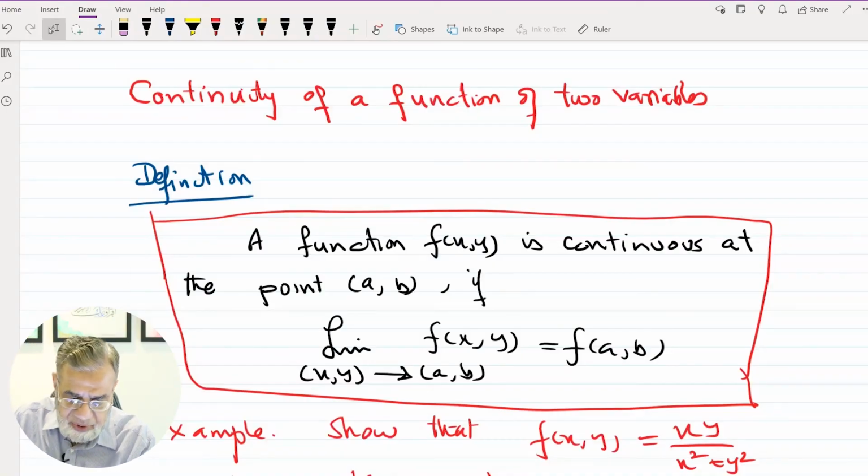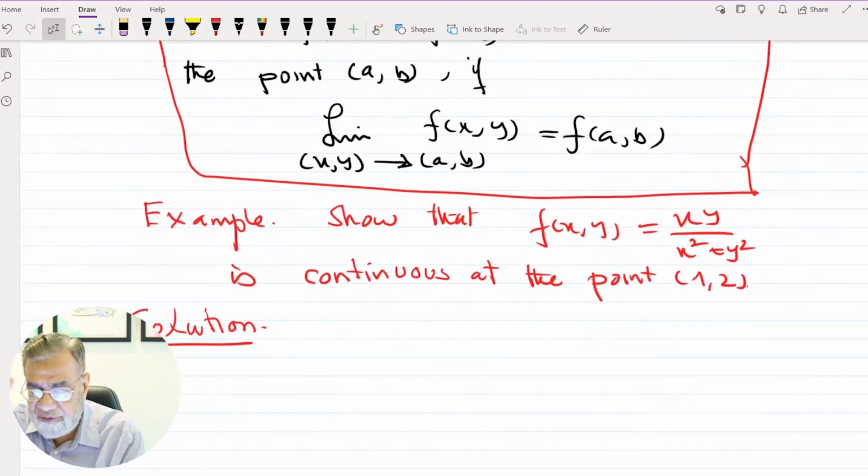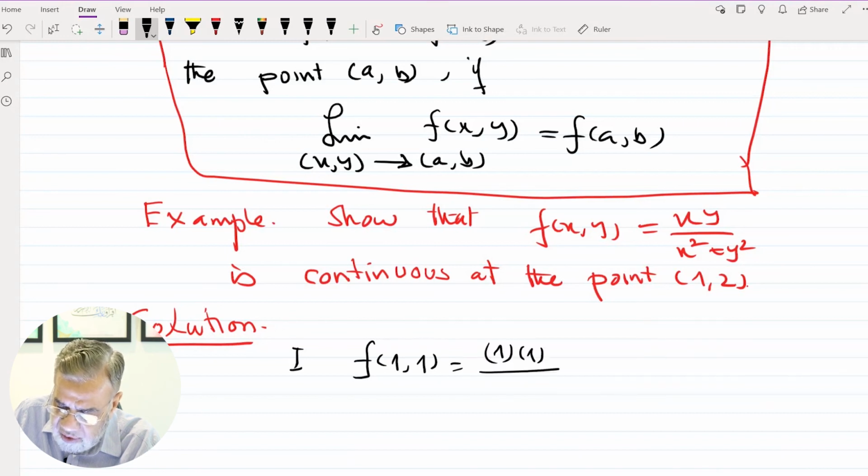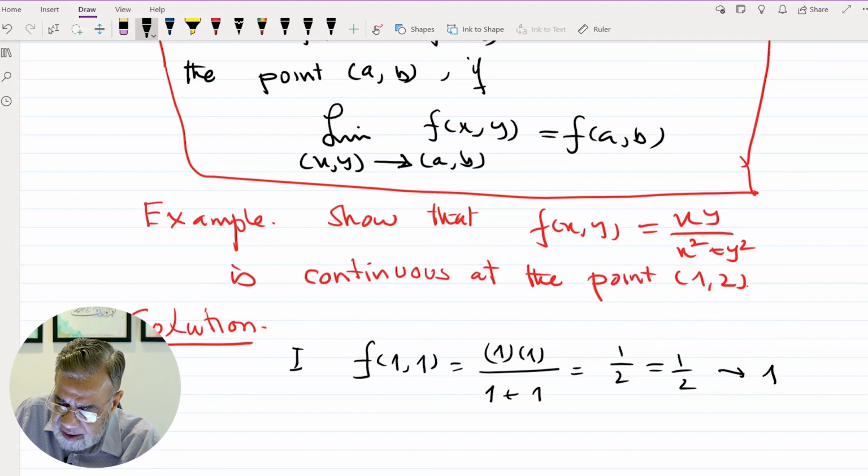I will take an example to show you. It shows that the function f(x, y) equals xy over x squared plus y squared, a rational function, is continuous at the point (1, 1). We check it. Number one, the function is defined. We find the value of the function at the point (a, b). If it's defined, we can get the value. We have 1 times 1 over 1 squared plus 1 squared, which is equal to 1 over 2. This is my result 1. This means the function is defined and the value of the function is 1 over 2.